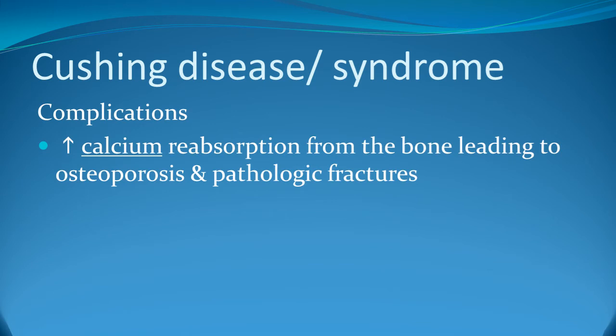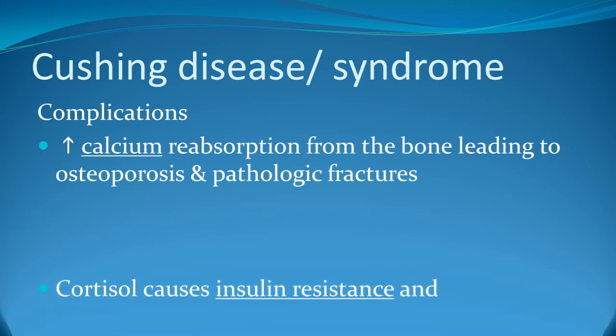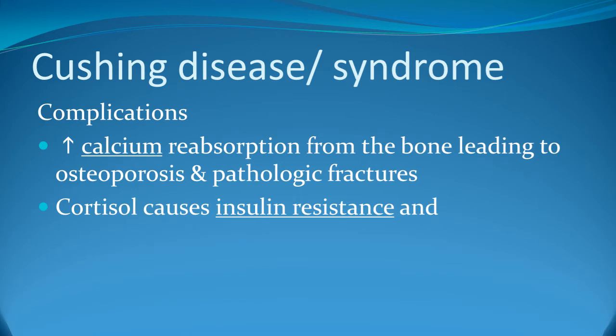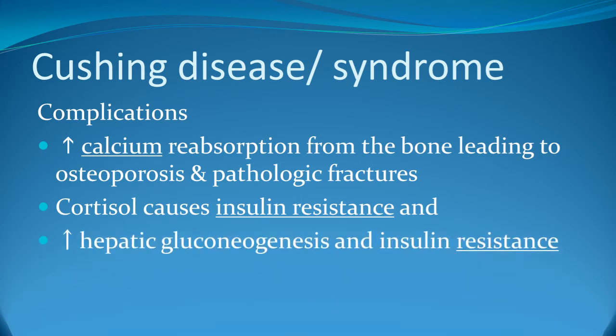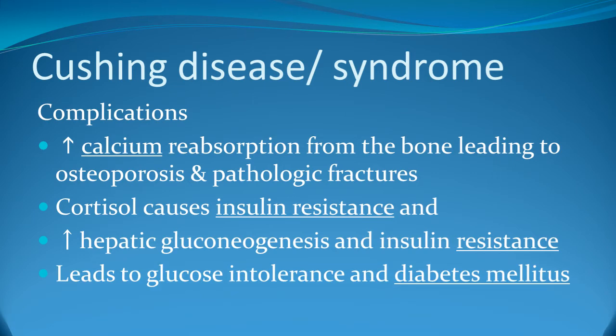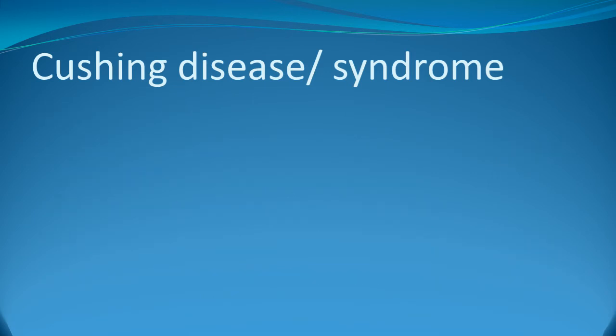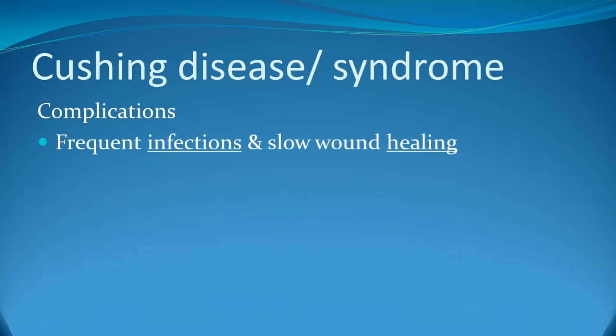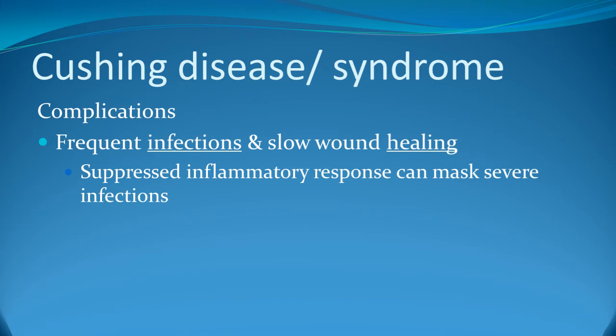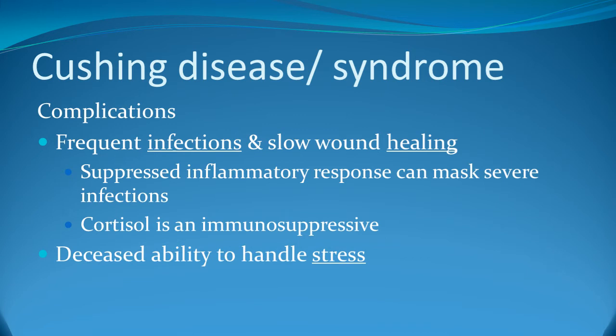Complications: increased calcium resorption from the bone leading to osteoporosis and pathological fractures. Cortisol excess causes insulin resistance and increased hepatic gluconeogenesis. This leads to glucose intolerance and diabetes mellitus. Other complications include frequent infections and slow wound healing, and a suppressed inflammatory response can mask severe infection. Cortisol is an immunosuppressive agent. There is also decreased ability to handle stress, and psychological problems such as mood swings.